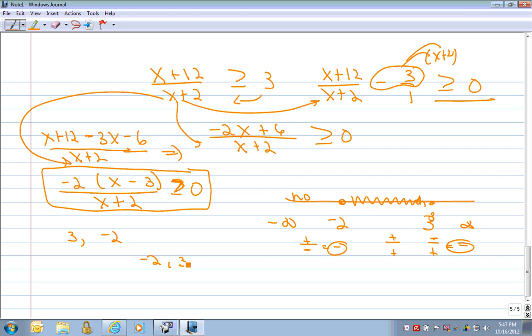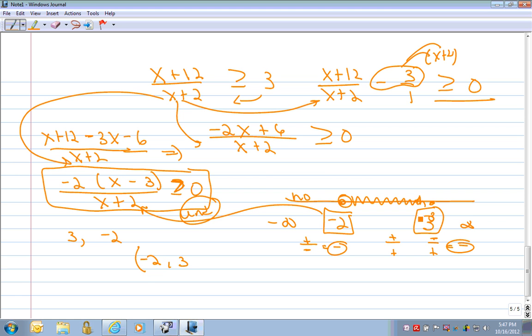Oh, but wait, we need to double check our critical values. So if I plug in negative 2, what happens? I plug in negative 2 and immediately my 0 goes to the denominator, which would create an undefined term. So negative 2 obviously cannot be part of our solution set. Negative 2 cannot be part of our solution set. So negative 2 would have a parenthesis.